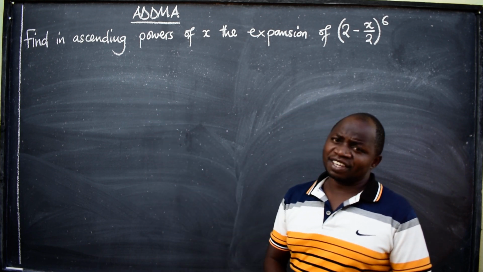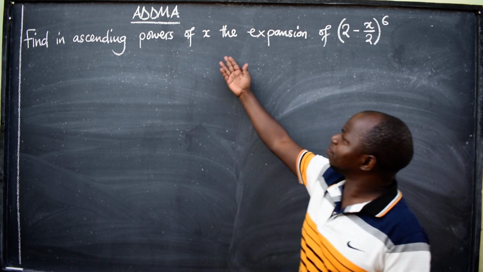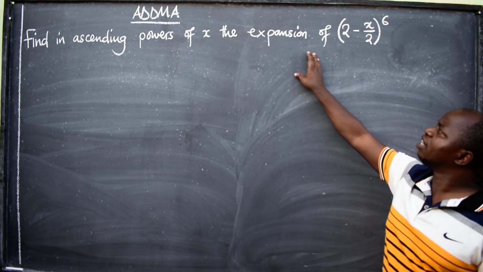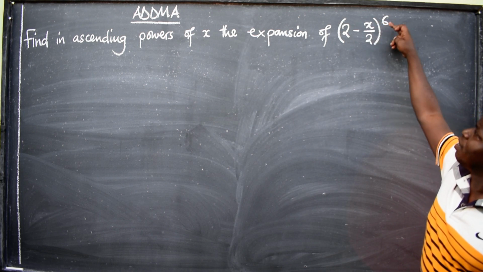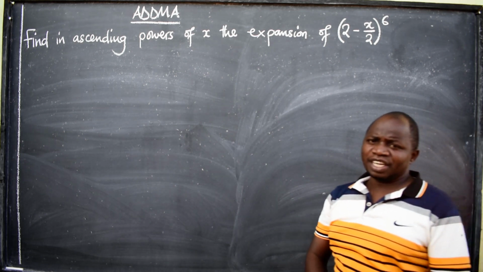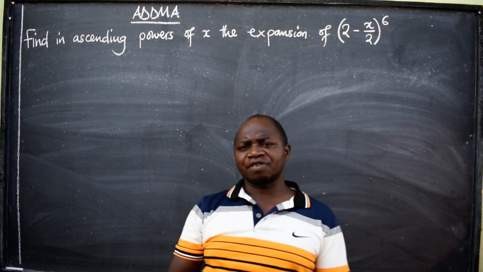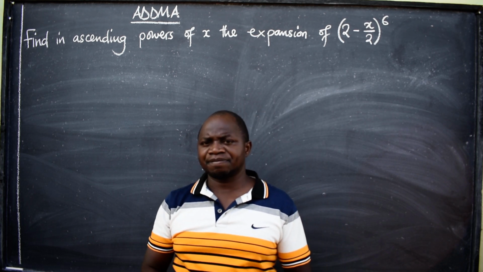With me is a question which says, find in ascending powers of x the expansion of (2 minus x over 2) raised to the power 6. The question, ladies and gentlemen, is coming from a topic called binomial expansions.